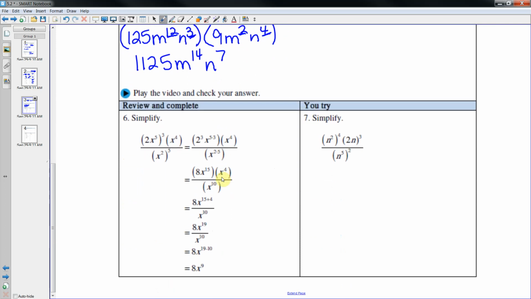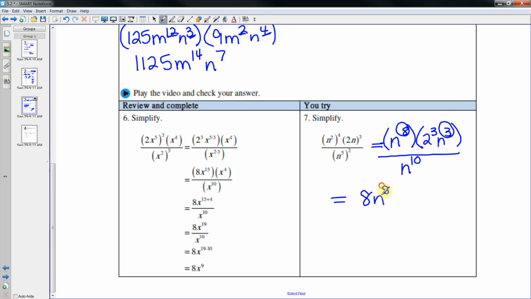Okay, let's do this one at the bottom. It's going to be n squared to the fourth power, so I'm going to simplify that first. 2 times 4 is 8. And then in this parentheses, I'm going to have a 2 cubed, and I'm going to have an n cubed. Take care of that in a minute. On the bottom, in the denominator, I've got 5 times 2, so that'll be an n to the 10. So in the numerator, 2 cubed is going to give me 8. And then I've got an n to the 8th and an n cubed. That's going to give me n to the 11.